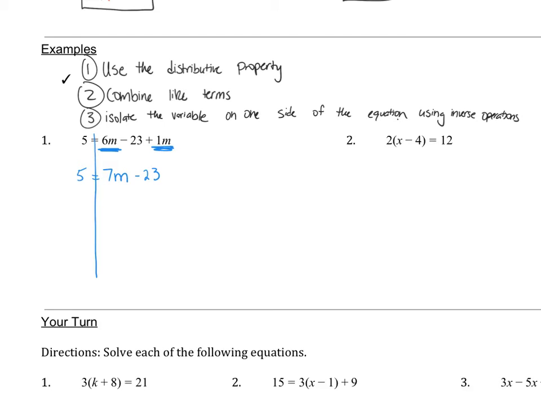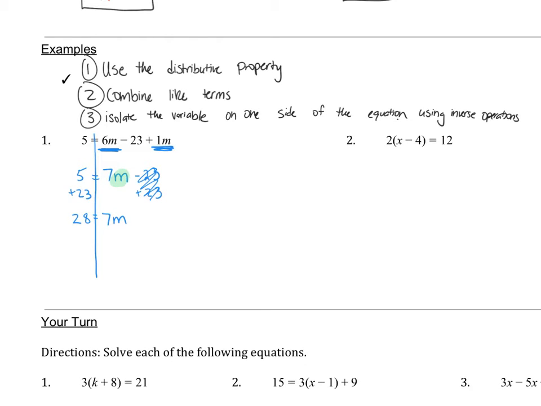We already combined like terms. Now I'm going to isolate that variable on one side of the equal sign. So I'm going to try to solve for this m right here. I want to get that m by itself. In order to do that, I need to use inverse operations. So thinking back to last unit, we want to get rid of this minus 23. The opposite of subtraction is I need to add 23 to both sides. Once I do that, I'm going to get 28 equals 7m.